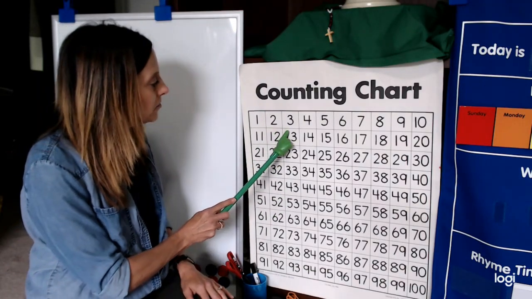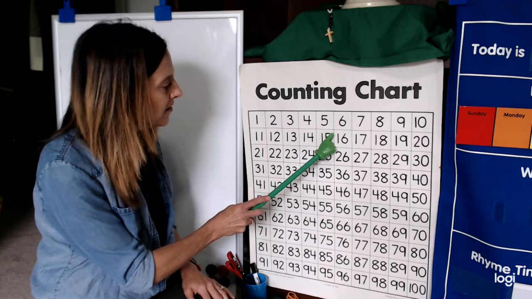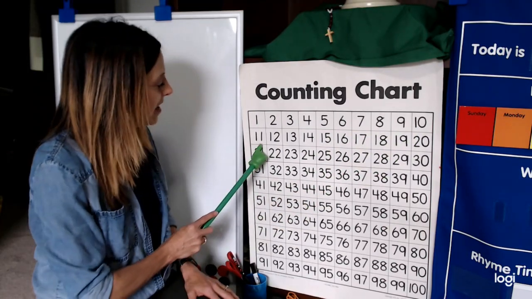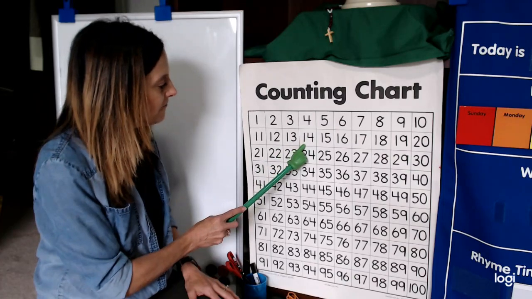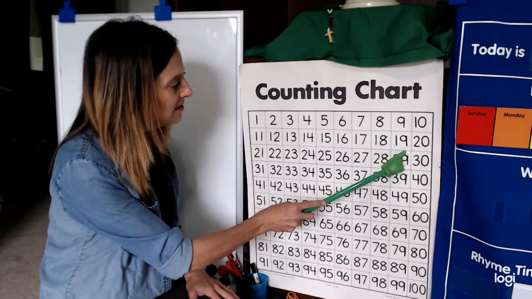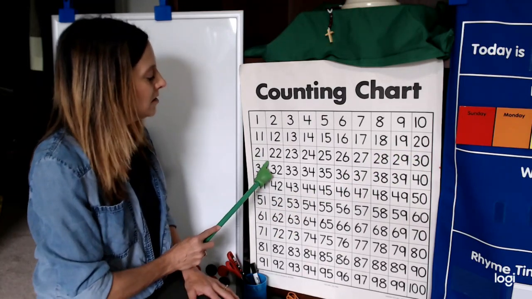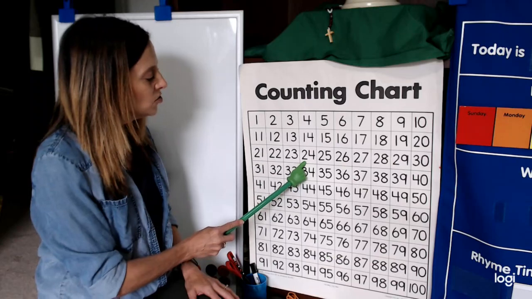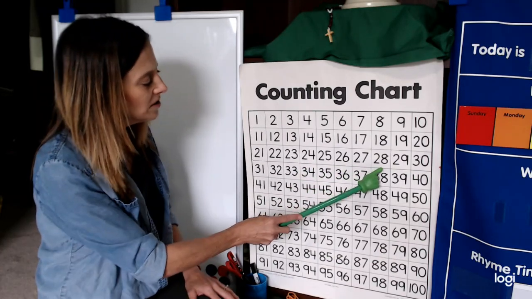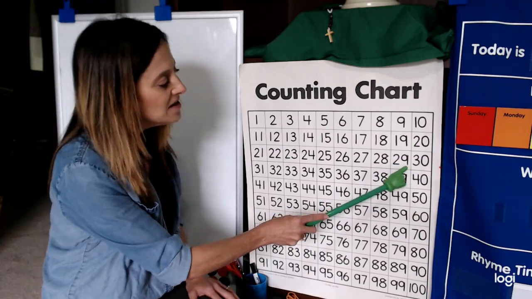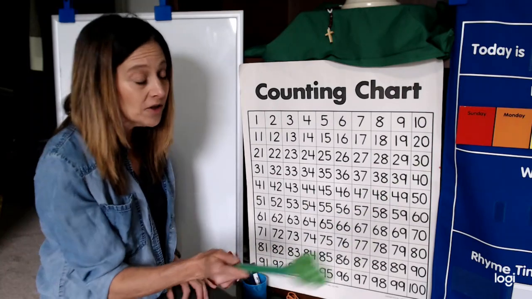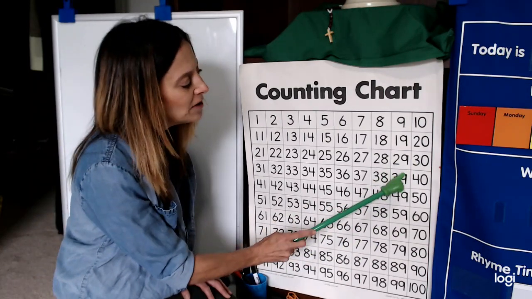1, 2, 3, 4, 5, 6, 7, 8, 9, 10, 11, 12, 13, 14, 15, 16, 17, 18, 19, 20, 21, 22, 23, 24, 25, 26, 27, 28, 29. Boom. Stop. We aren't going anymore. But I do want you to see 29 is right here. How many jumps until 30?